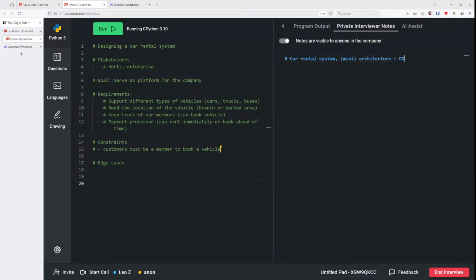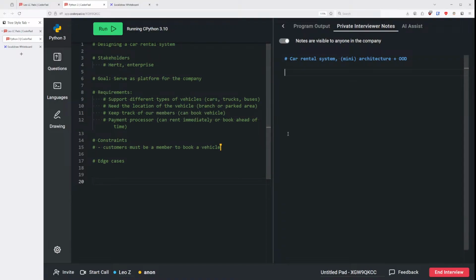Once a vehicle's been booked, it'll be immediately taken off the booking sites, so that vehicle won't be able to be booked. Can a customer cancel their booking? Yeah, if they cancel the booking, they get a refund. Okay. Just to clarify here, the customer can book a vehicle in a future date, right? Yeah.